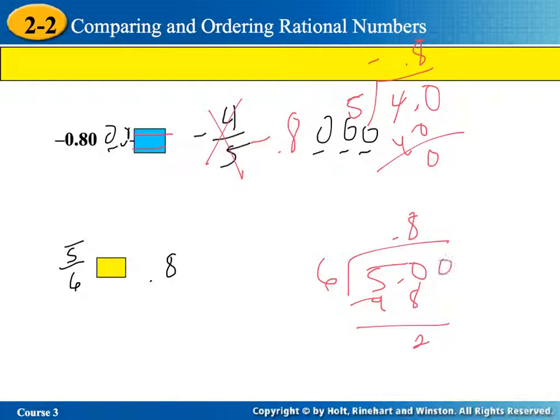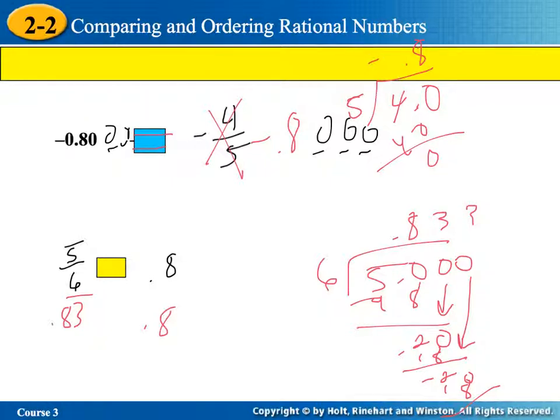How many times does 6 go into 20? Remember, I just added that 0 because there's an infinite number of zeros. 6 goes into 20, 3 times. 18, minus, 2. Bring down the 0. I see a pattern. Okay, so when I notice that pattern, what do I put? I put my bar, so I have 0.83 repeating.